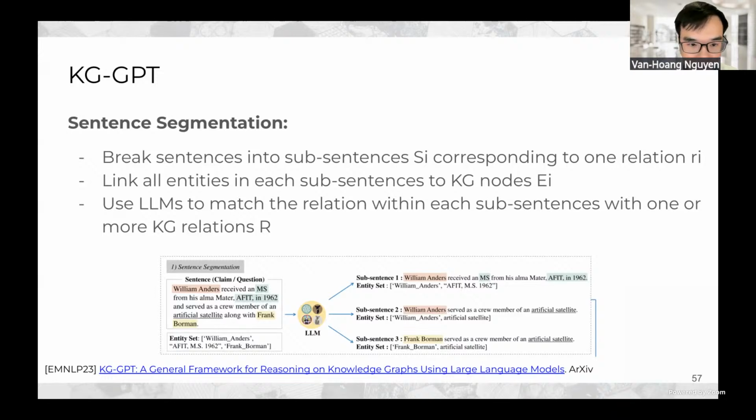We call this set of linked entities E. And then the author used the LLMs to match the relations within each sub-sentence with one or more KG relations R. So you can see in the figure below, for example, this sentence about William Anders, the framework will extract the entity sets here and also try to break this long sentence into multiple sub-sentences. And for each sub-sentence, it tries to extract the entity set.